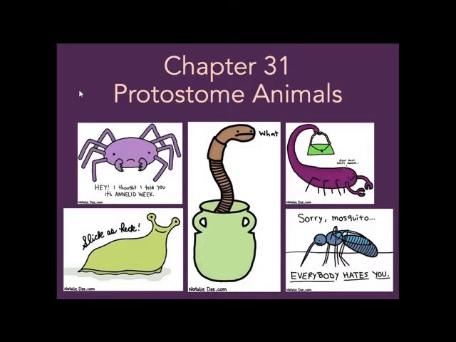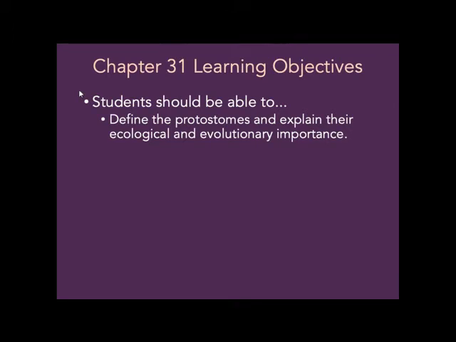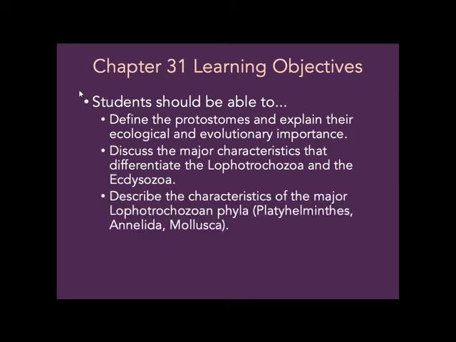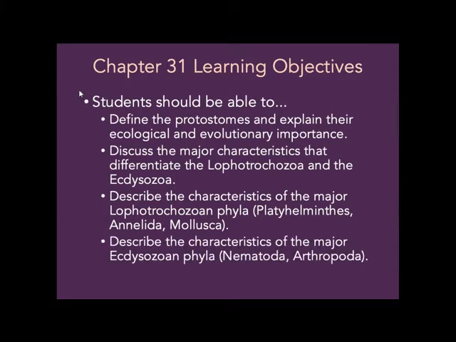In this chapter, we're going to talk about the protostomes. By the end of this chapter, you should be able to define the protostomes and explain why they're ecologically and evolutionarily important. You should be able to discuss the major characteristics that differentiate the group of protostomes called Lophotrochozoa and the Ecdysozoa. You should be able to describe characteristics of the major Lophotrochozoan phyla like Platyhelminthes, Annelida, and Mollusca. And you should be able to describe the characteristics of the major ecdysozoan phyla, Nematoda and Arthropoda.